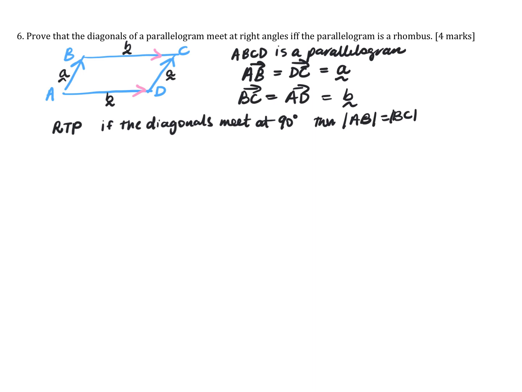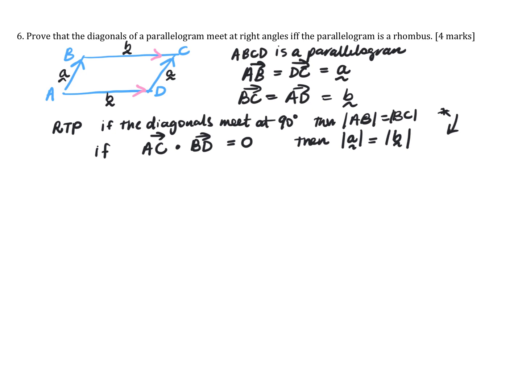What I'm required to prove is that if vector AC, that's our diagonal, dot vector BD, or DB, it doesn't actually matter there, if AC dot BD is equal to 0, that means that they meet at right angles, then the magnitude of A, that's AB, the length of AB, is equal to the magnitude of B. Can you see my logic here? I've taken this here and I've turned it into what I'm actually trying to prove.